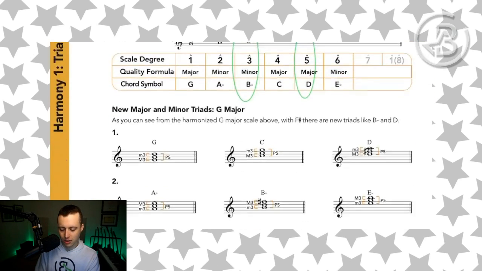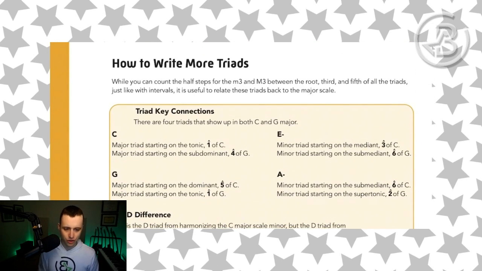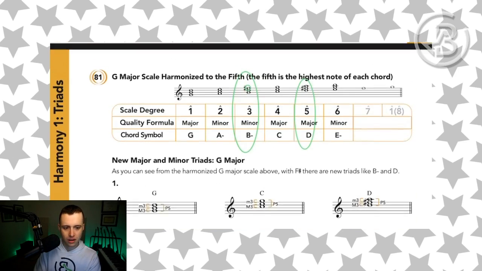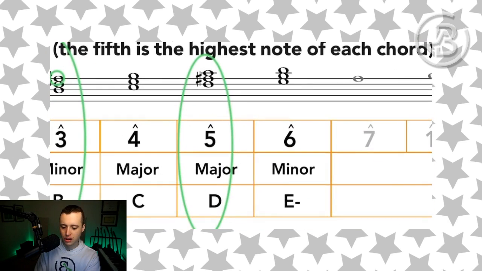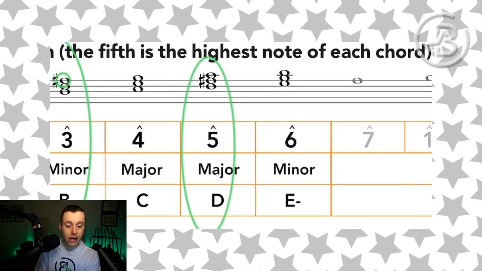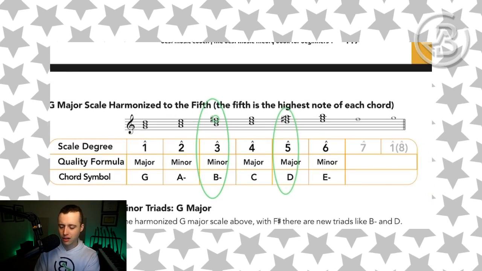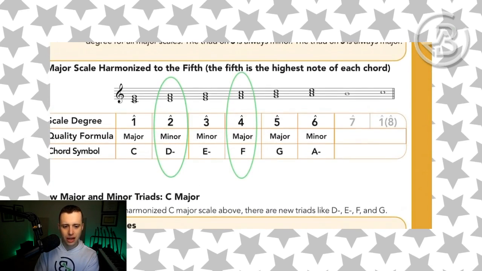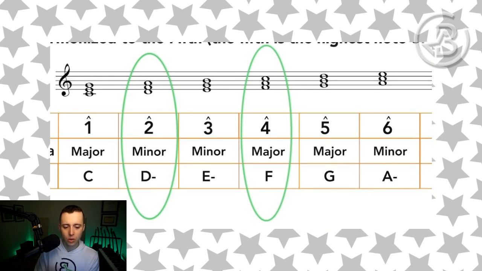Let's do the next one. We can find an E minor triad starting on the median or scale degree 3 of C. We can also find an E minor triad starting on the submedian or scale degree 6 of G. Let's prove that out. Scale degree 6 of G, yep, sure enough. E minor, that E starting on E5. And in the key of C major, on the median or scale degree 3, an E minor starting on E4.